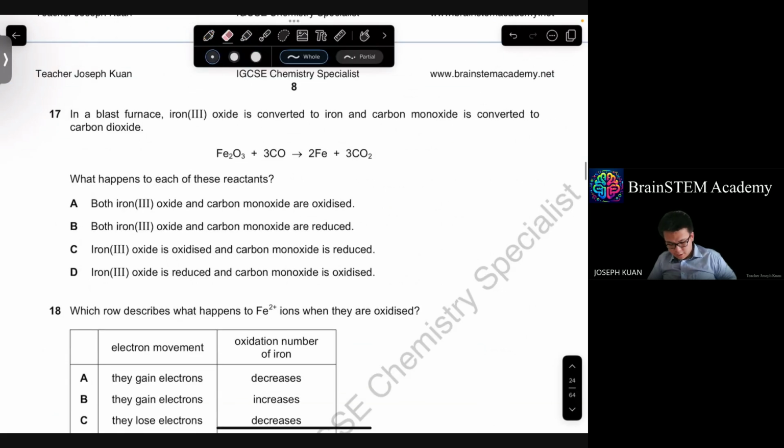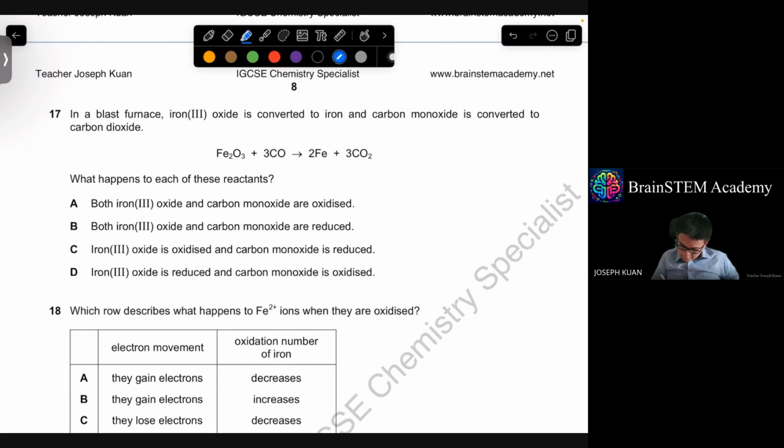Moving on. In a blast furnace, iron(III) oxide is converted into iron and carbon monoxide is converted to carbon dioxide. What happens to each of these reactants? So iron gets reduced, whereas carbon monoxide gets oxidized.